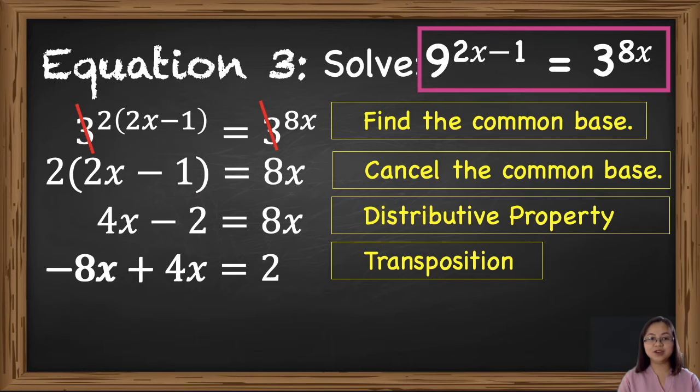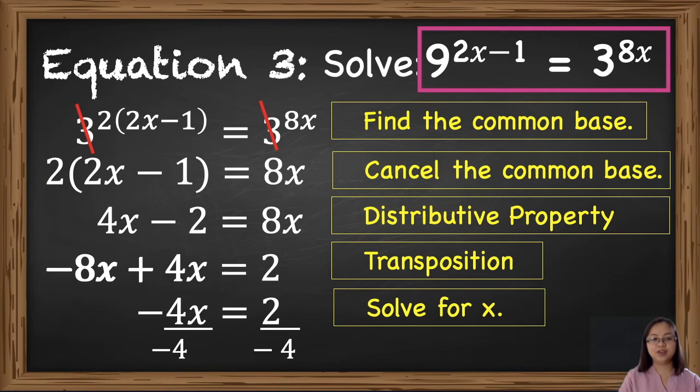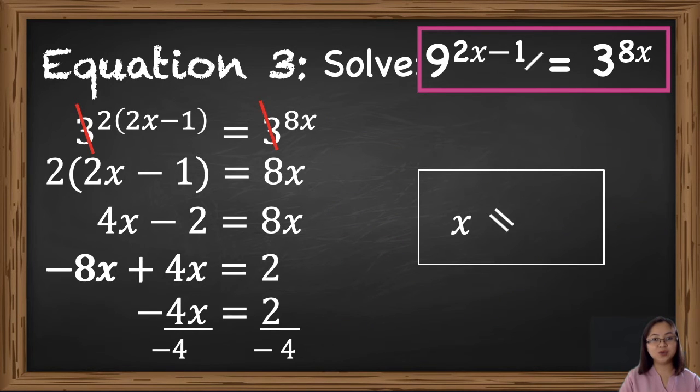Now let's solve for x. So we've got negative 4x is equal to 2. And then we could divide both sides by negative 4. We can now cancel the negative 4, and we're only left with x is equal to negative 1/2. The lowest term of 2/4 is 1/2.